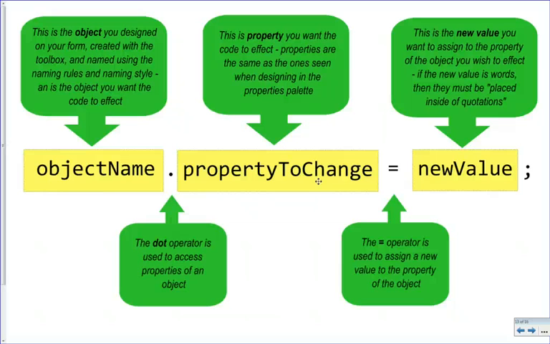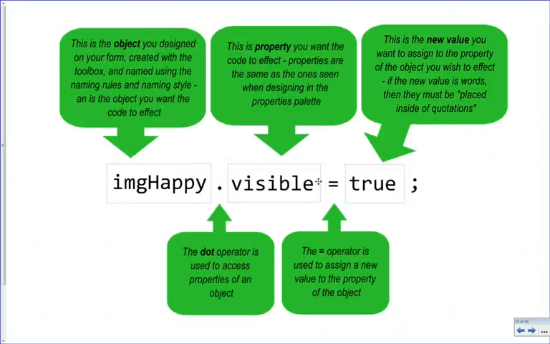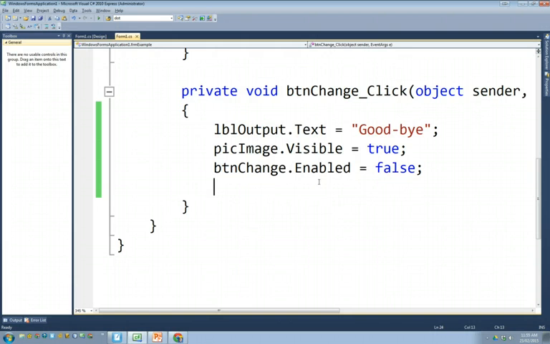If what you want to change it to is words, then put it in quotation marks. If it's just a number, then you don't have to put it in quotation marks. If it's something like true, false, you won't have to put it in quotation marks. And through practice, you'll get to that. And then finally, the semicolon at the very end. Okay? Like this: img happy.visible equals true. Boom. Okay. Let's kick it up a notch before the end of the period. Let's kick it up a serious notch. frmExample. That's our form.